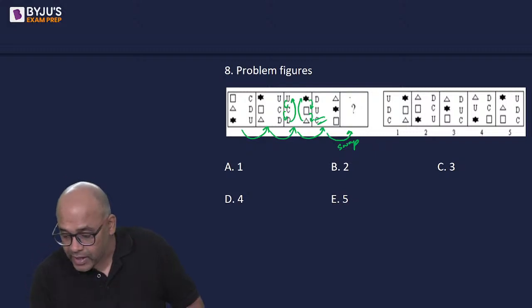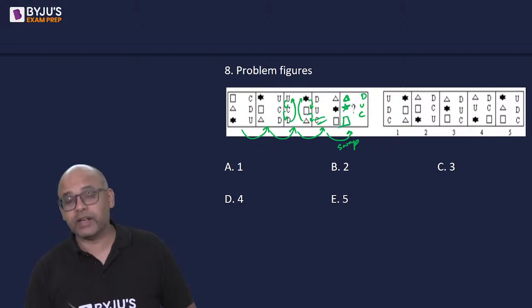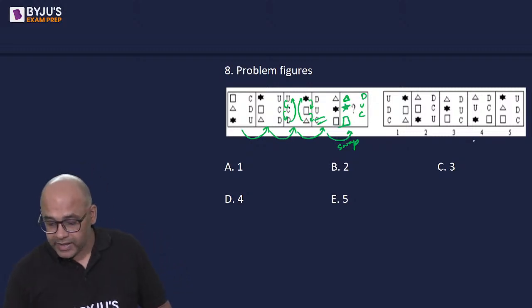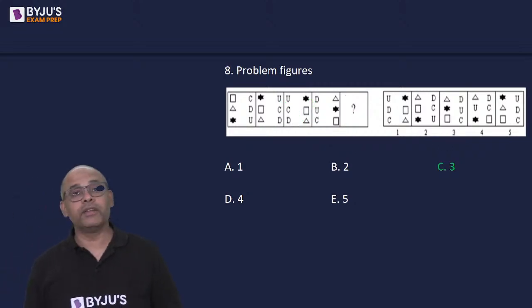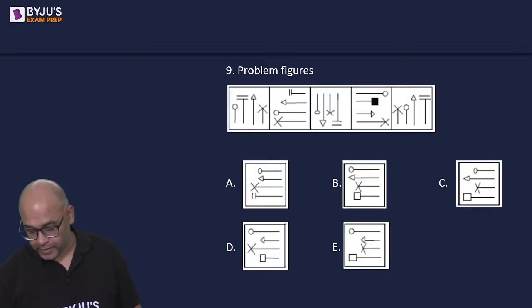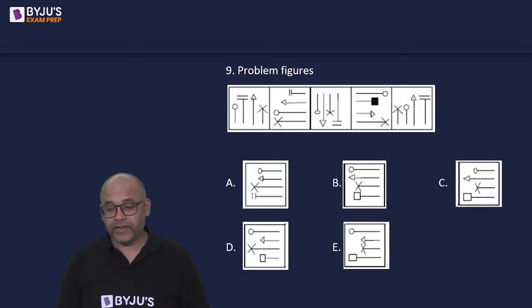Which means I should be getting D, U, C, triangle, star, and rectangle. So where is that? That is there in your option number 3. Okay, it's there in your option number 3. Next question, question number 9. Identify the pattern.